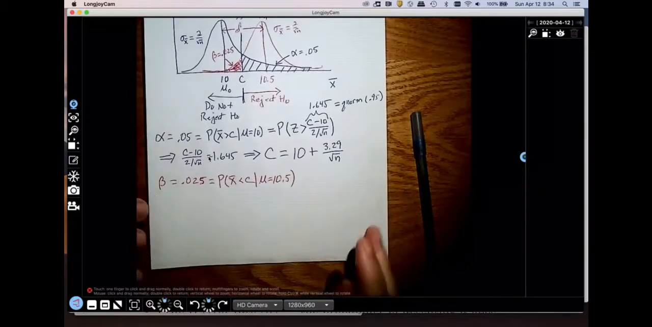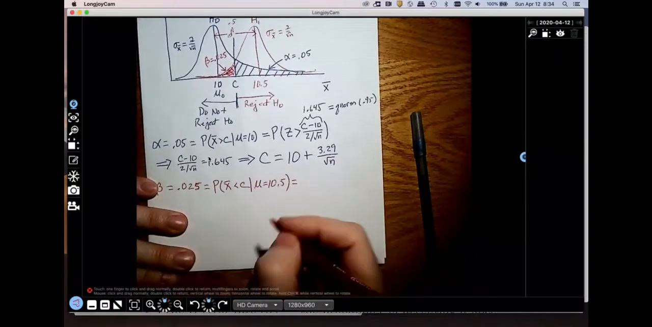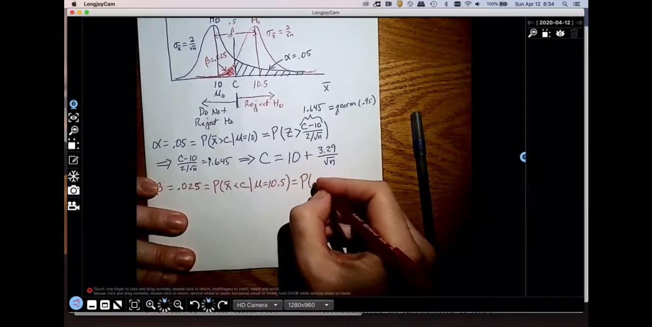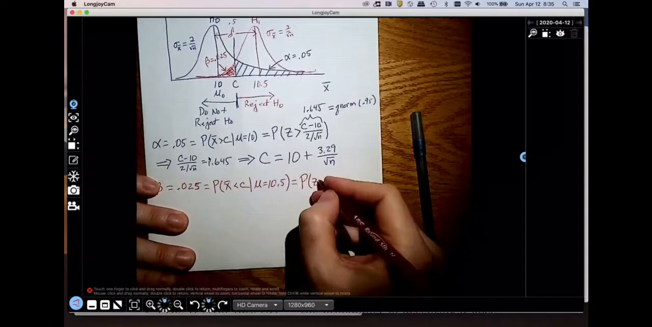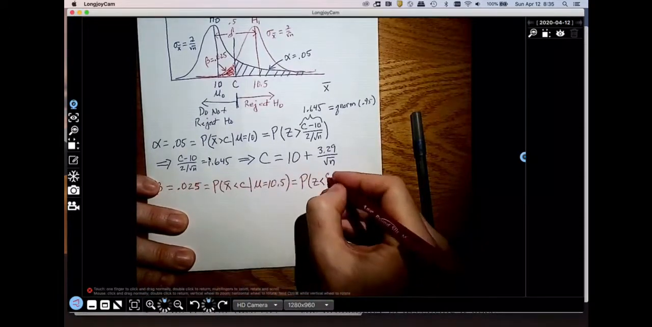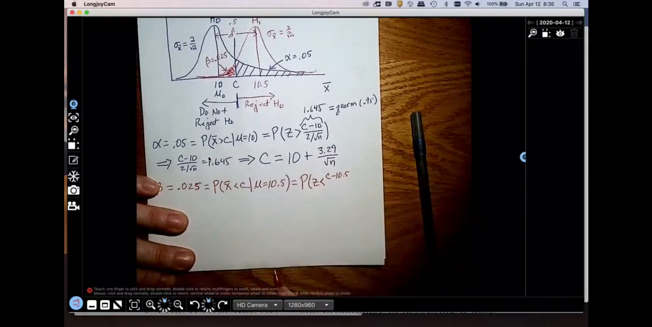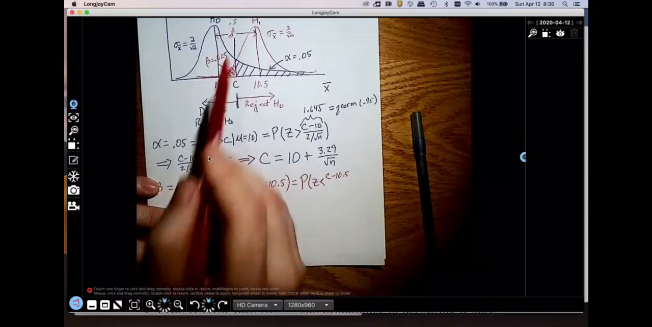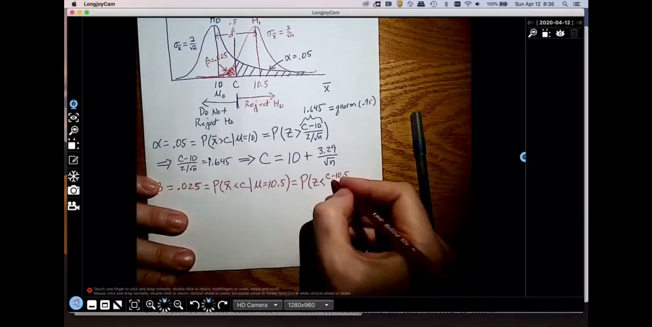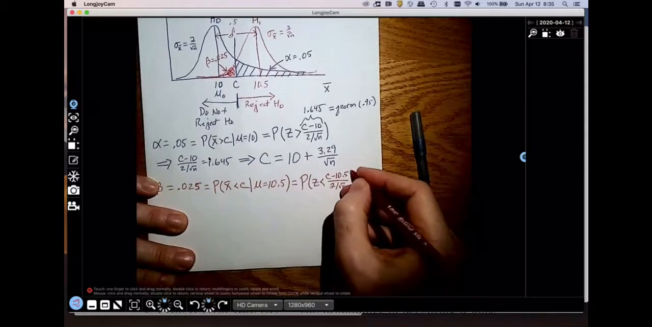So I'm going to do the exact same thing to this. I'm going to convert this into a z. So this is just the probability that I have a z less than... So we're going to take c minus its mean. The mean under the alternative, the specific alternative that I have here, is 10.5. The standard deviation is the same, so 2 divided by root n.